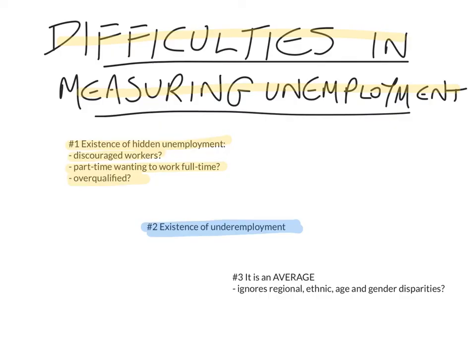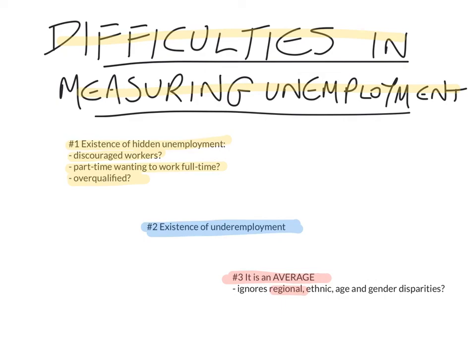A third problem or difficulty in measuring unemployment is that it is an average. Averages aren't always the most representative of the true variable that they're measuring. It ignores, for example, regional disparities or differences. Some areas in a country might suffer from higher unemployment than other areas. For example, during the global financial crisis, a lot of cities that had car manufacturing industries suffered much higher unemployment because a lot of workers lost their jobs. So it ignores regional disparities.